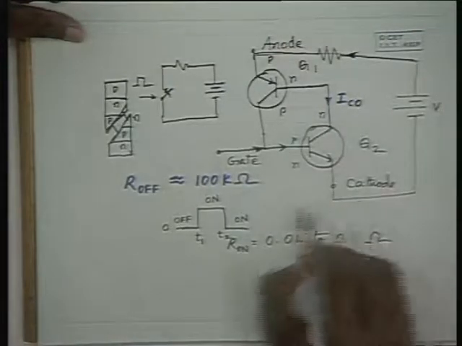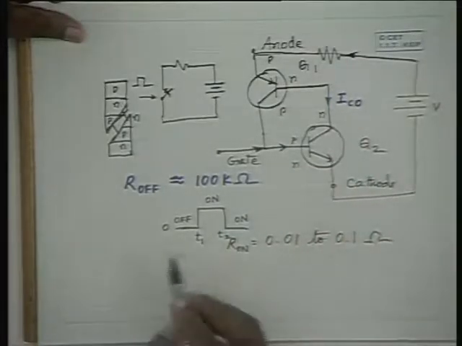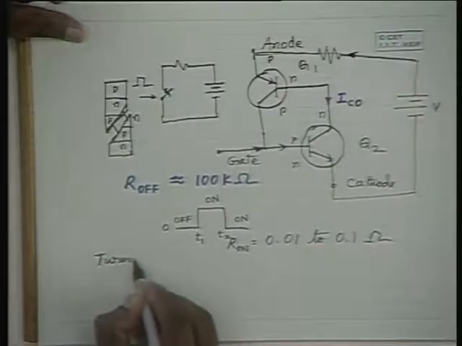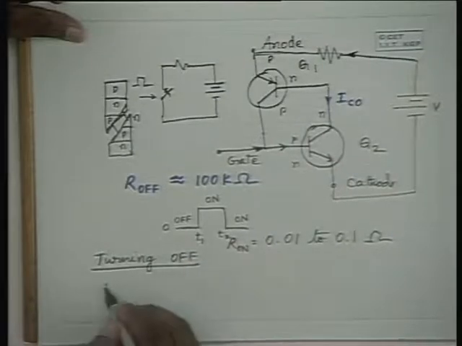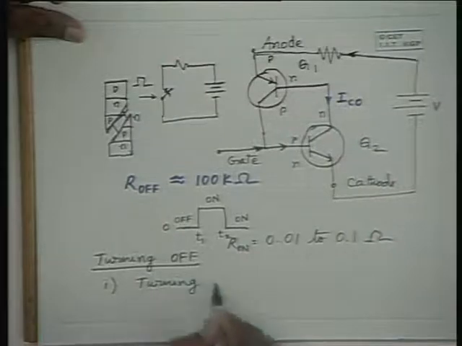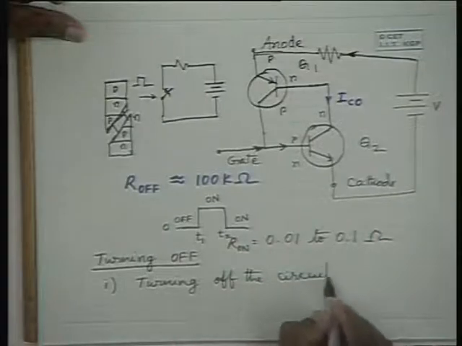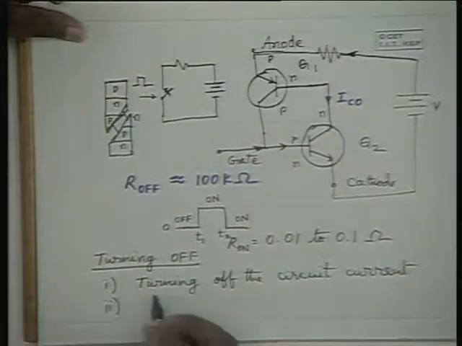Now, once the SCR is on, how to turn it off? Turning off can be done by two ways. This can be done by either turning off the circuit current, or it can be turned off by applying a negative potential at the gate.